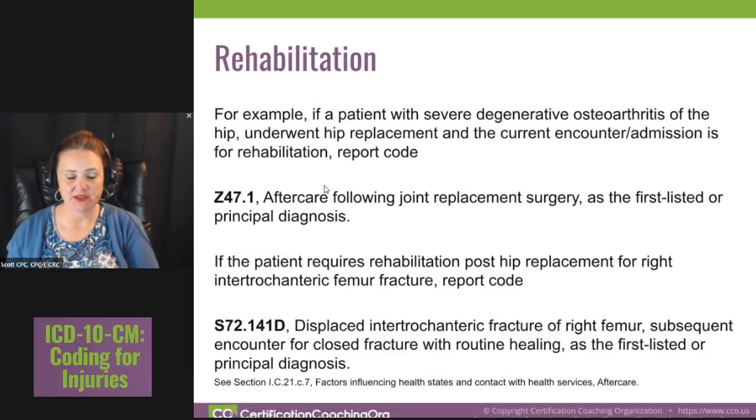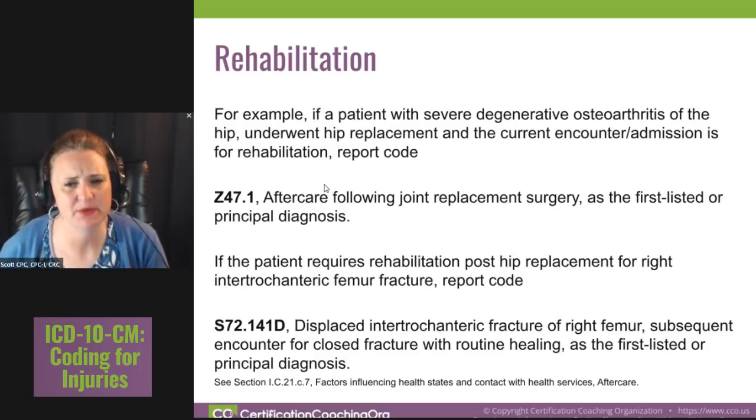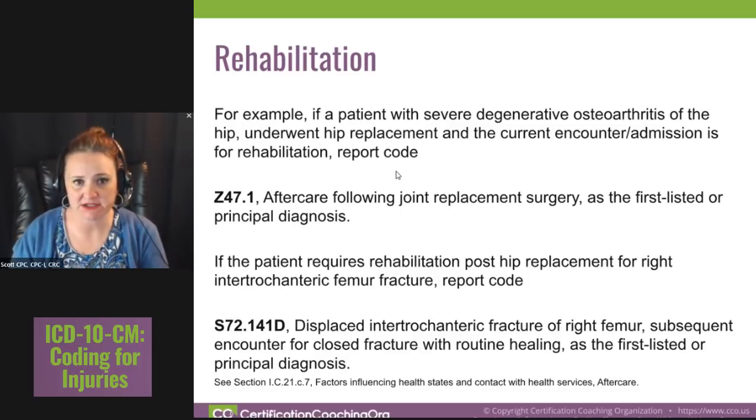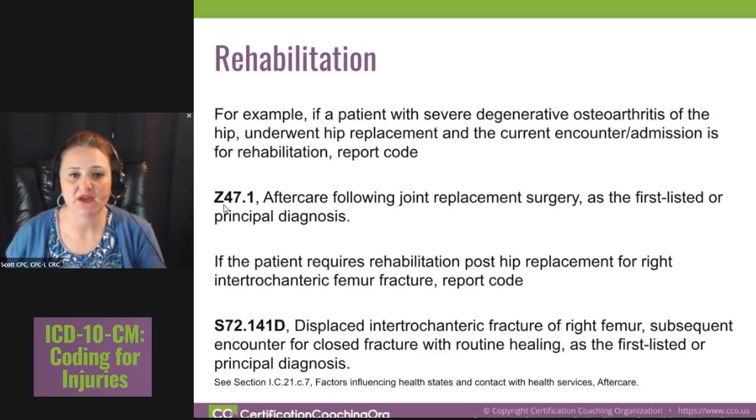Example that I came up with. Oh, no, I think this is an example they gave you in the book. This is not one of mine. If you have a patient that has degenerative osteoarthritis and they got their hip replaced, this is not an injury. They got their hip replaced, and they're going to go for rehab. So this would be an aftercare code, Z47.1, aftercare following joint replacement surgery, first listed or principal diagnosis. That's why the patient is getting rehab.